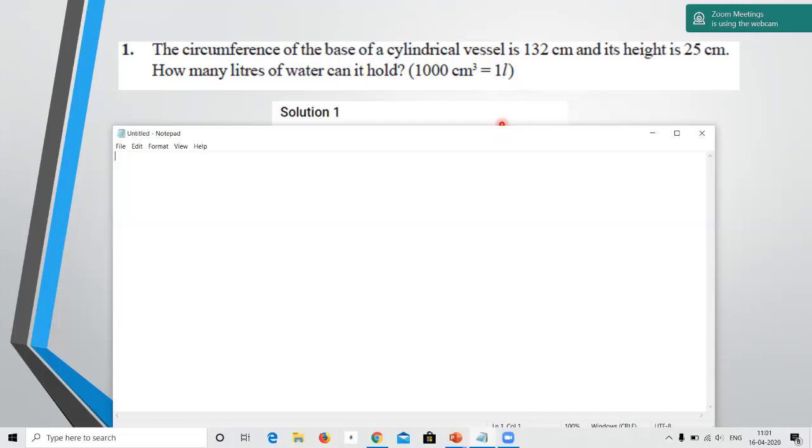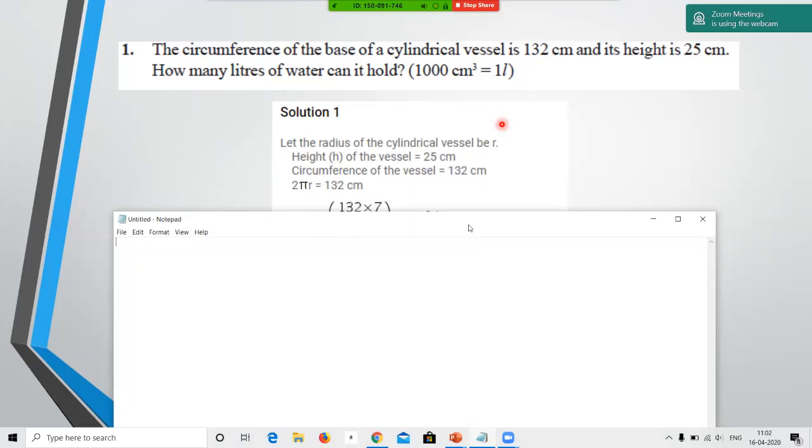What is volume? We need a radius to find the volume of the cylinder. The circumference is 2 pi r. If you multiply, it becomes 2 pi r h. Understood? Whereas, what is the volume? How many liters of water it can hold means they are asking about the volume. What is the volume? Pi r square h. Understood? So here you need to find the radius first.